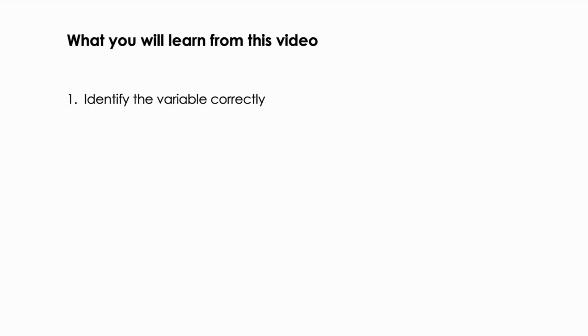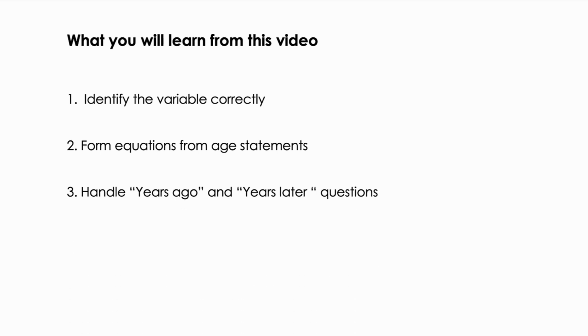We have to first set the variables for the ages of the given persons, and form the equations from the age statements. We have to read the statement correctly. Then we have to handle years ago and years later questions in the statement, and finally step by step problem solving methods, and the important tips for exams.